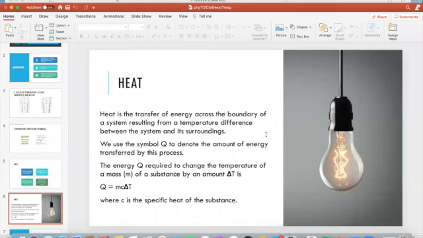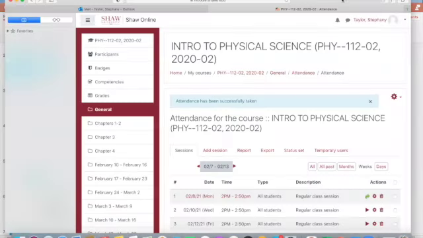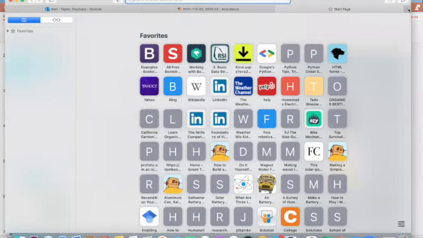Okay, so we use the symbol capital Q to denote the amount of energy transferred by the system. All right, so here we have Q is equal to MC delta T. Okay, so Q is the heat energy. M is the mass of the object or substance. C is the specific heat of the substance. And then delta T is your change in temperature. So this is your final temperature minus your initial temperature. So let me go and write this out for you guys on the whiteboard so you can see it.